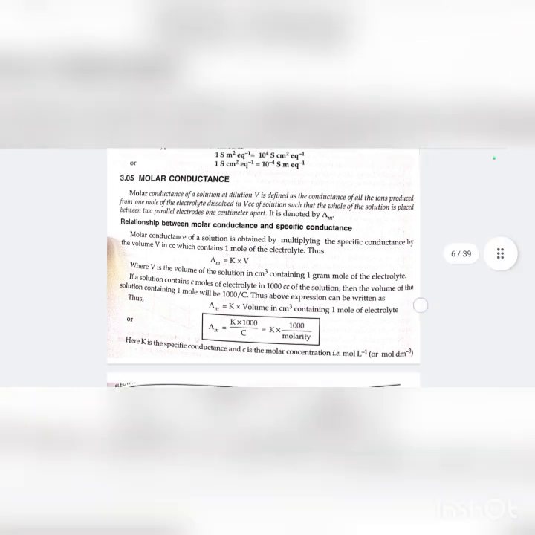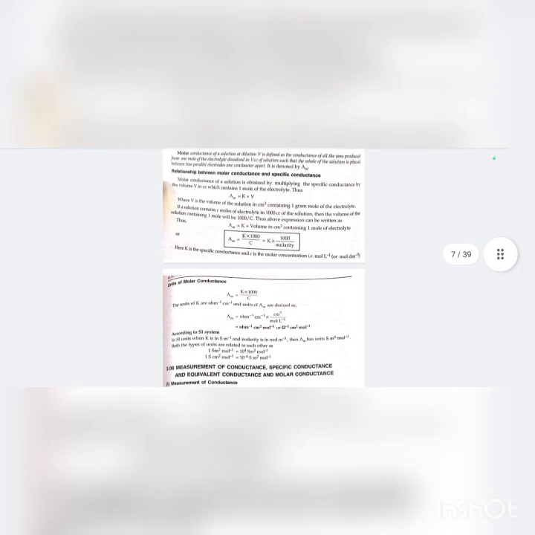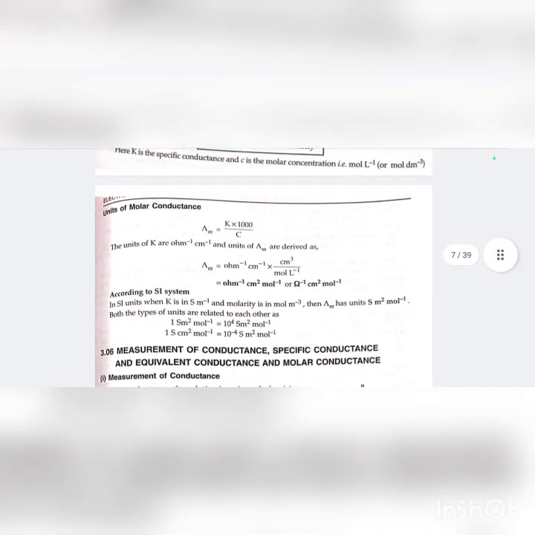If a solution contains C moles of electrolyte in 1000 centimeter cube of the solution, then the volume of the solution containing 1 mole will be 1000 divided by C. The above expression can be written as lambda m is equal to K into 1000 by molarity. Here K is the specific conductivity and C is the molar concentration, that is mole per liter. So the units of the molar conductance are ohm inverse centimeter square mole inverse.